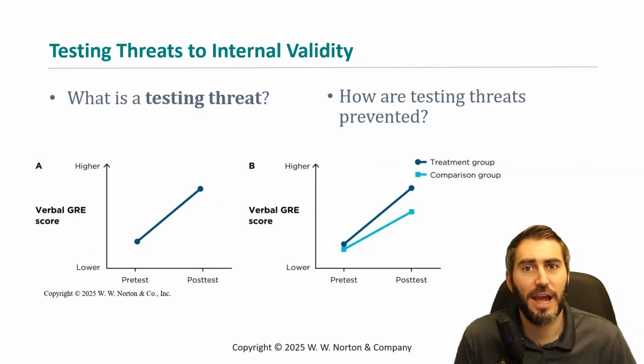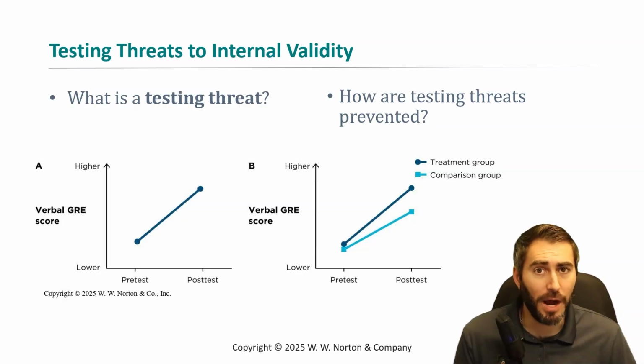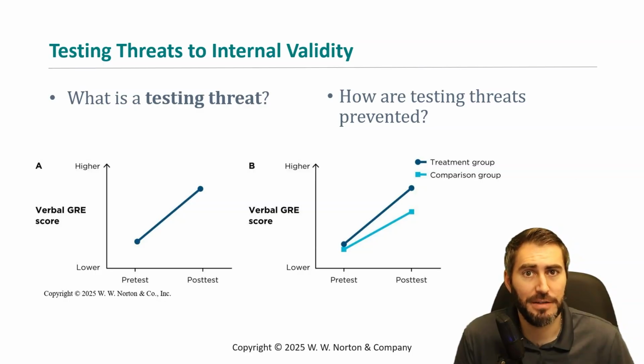Testing threat is a type of order effect in which there is a change in participants as a result of experiencing the dependent variable, or the test, more than once. Their scores might go up due to practice, known as a practice effect, or their scores might go down due to fatigue, known as a fatigue effect. Testing threats affect internal validity because it's not clear if the treatment caused the change in the dependent variable or whether practice or fatigue did.